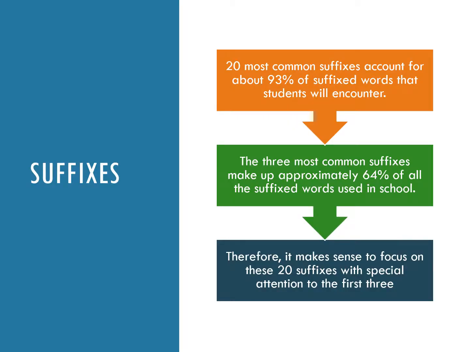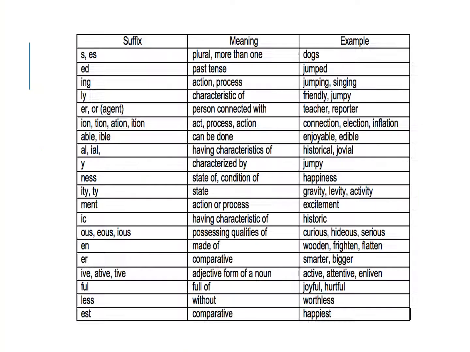Suffixes are morphemes that are added onto the end of root words to change their meaning. The 20 most common suffixes account for about 93% of suffixed words that students will encounter, and the 3 most common suffixes make up approximately 64% of all the suffixed words used in school. This slide shows the 20 most common suffixes, their meanings, and an example of each.